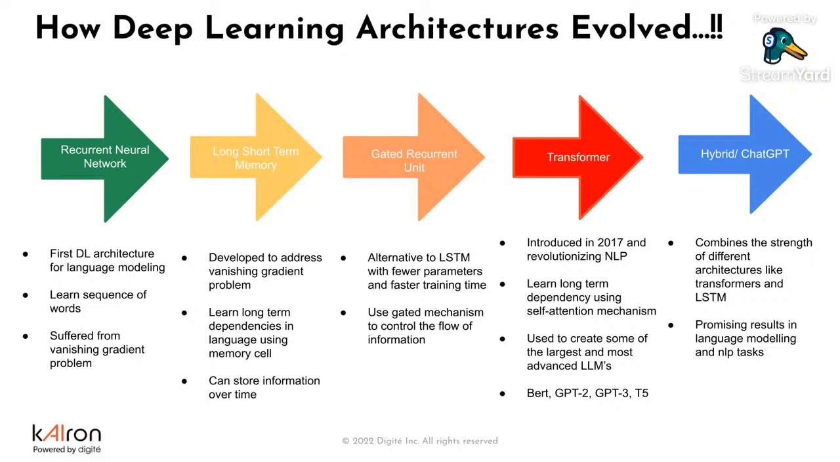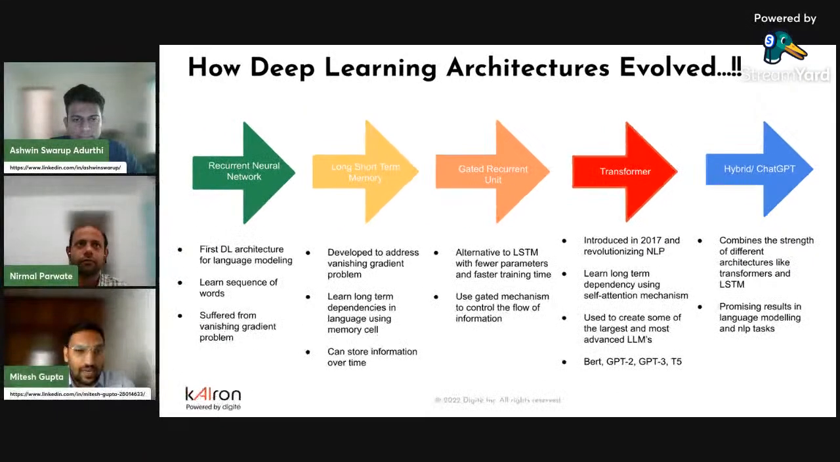To refine them, an alternative to LSTM came, called the gated recurrent unit, which uses fewer parameters and has faster training time compared to long short-term memory, and also uses a gated mechanism to control the flow of information. Now there are some limitations with these architectures as well.